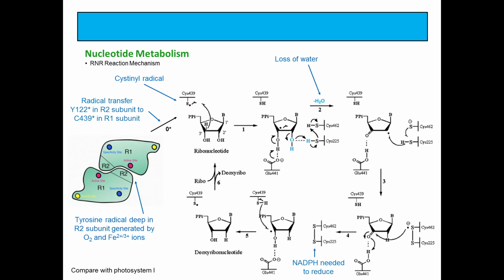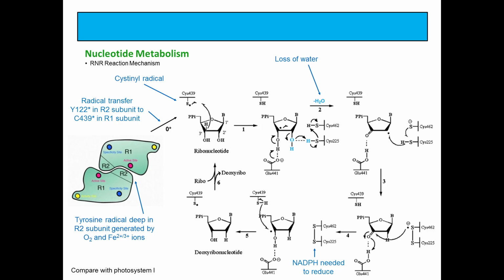But the way it all starts, in the R2 subunit, we have a tyrosine. Right? It's not unusual to have a tyrosine, but we have a particular tyrosine. It's actually tyrosine number 122 in reference to the E. coli one. So all these numbers are in reference to E. coli, because it's the one that's most studied. So in the R2 subunit, the smaller subunit, there's a tyrosine.